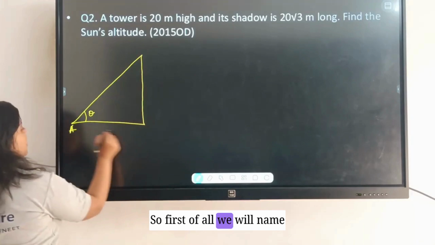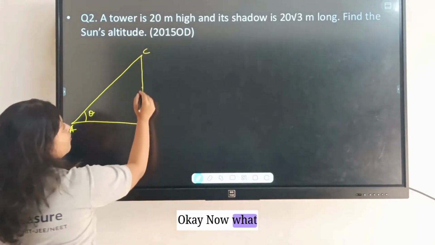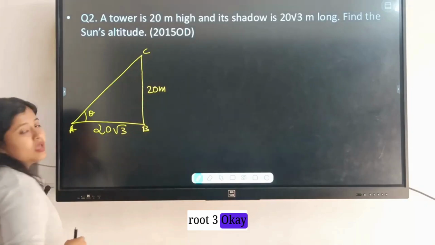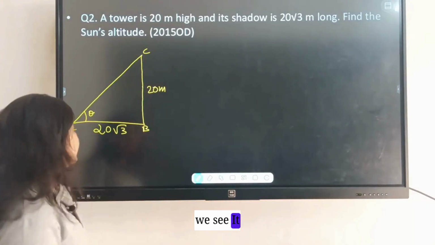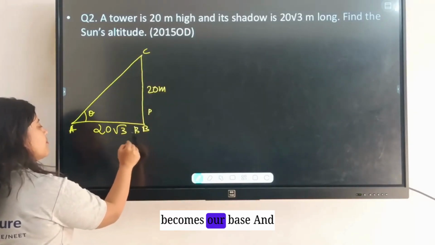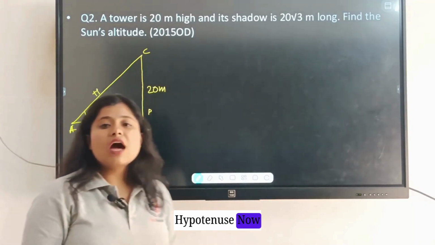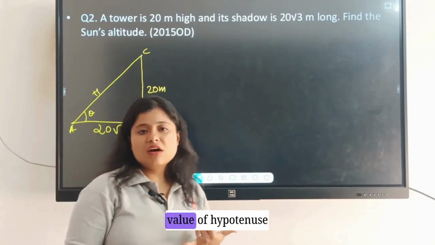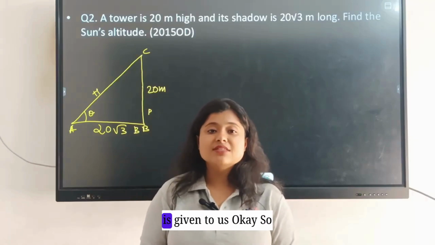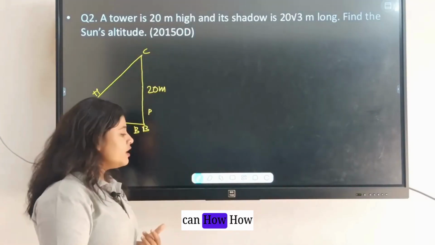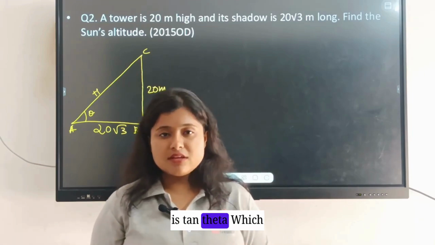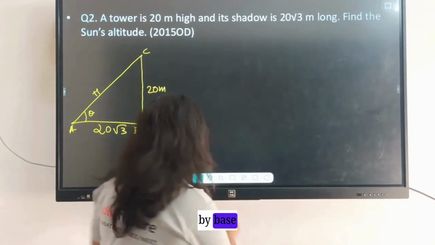First of all, we will name the triangle. Now what are the values given to us? We will write that this is 20 meter and this is 20 root 3. If we see it is a right angle triangle, then this becomes our perpendicular, this becomes our base, and this becomes our hypotenuse. Now how can we take out theta? The value of hypotenuse is not given to us, but the value of perpendicular as well as the base is given. So we apply the formula tan theta equal to perpendicular by base.